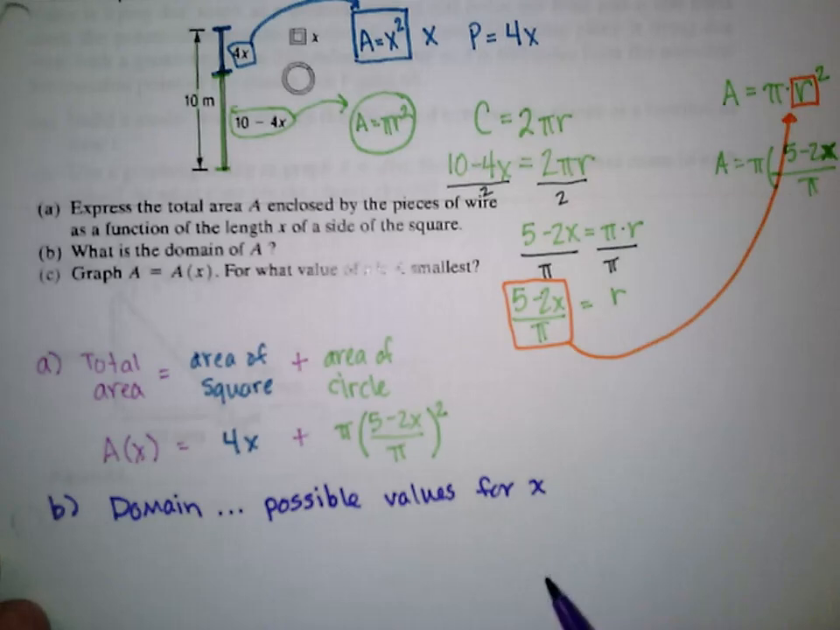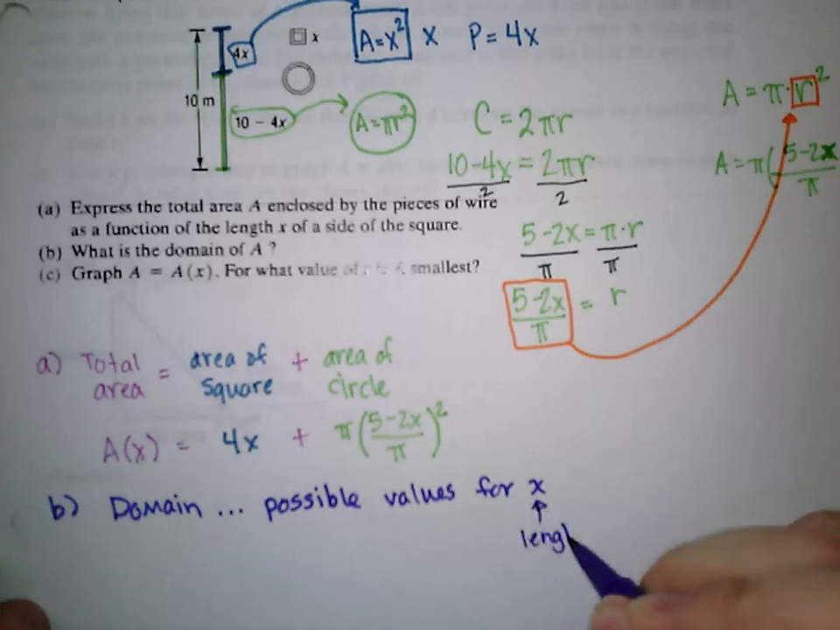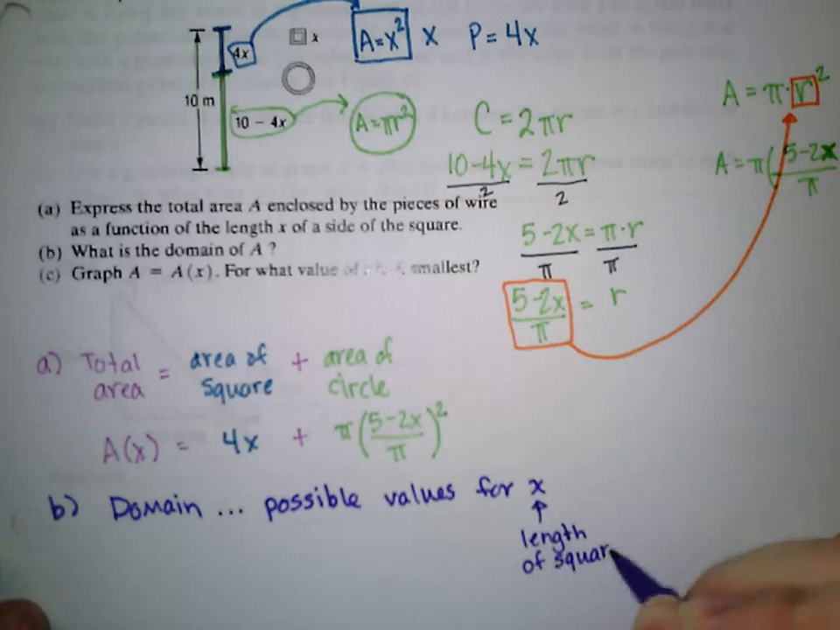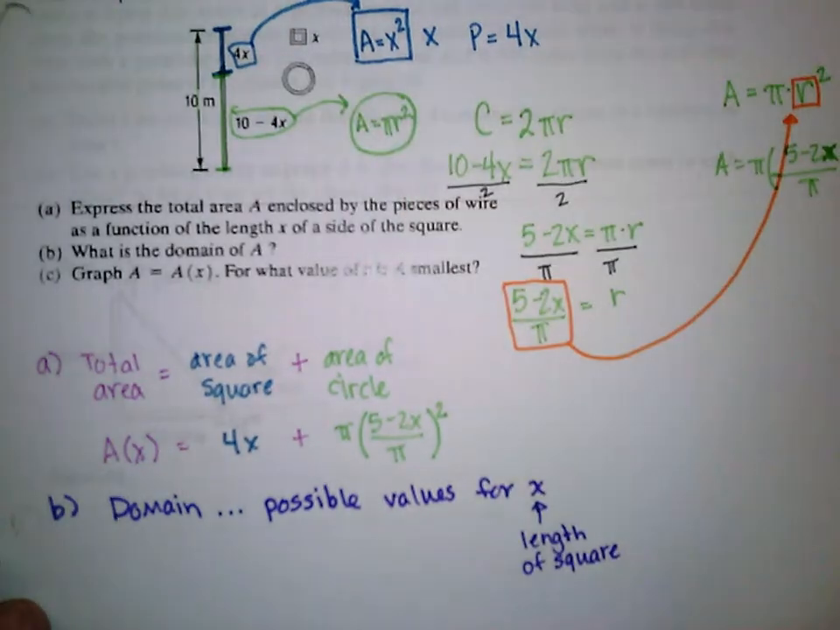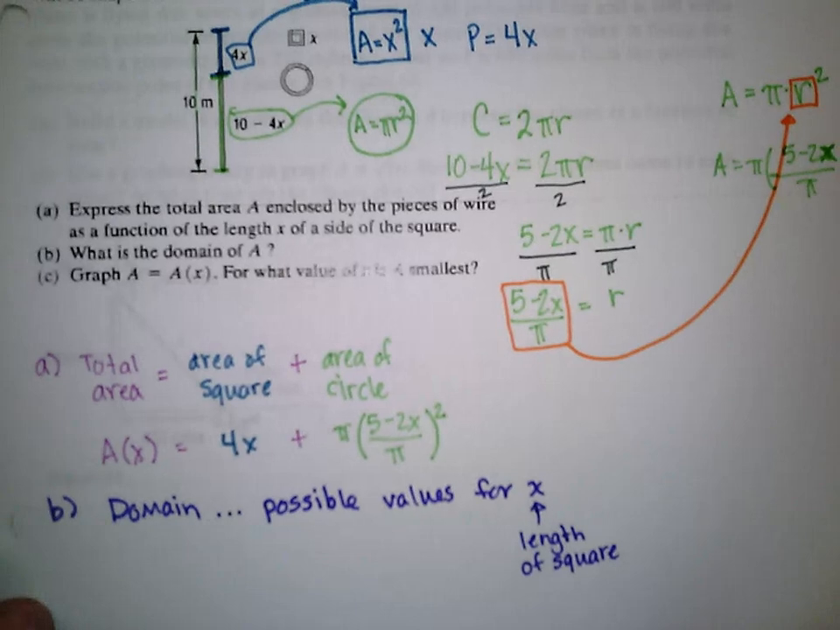But we also have to consider that this is a real problem, and x is the side length of a square that we're working with. And we have a limited amount of material to make that up. So what we would want to make sure happens is that we actually have some wire to make each of the shapes.